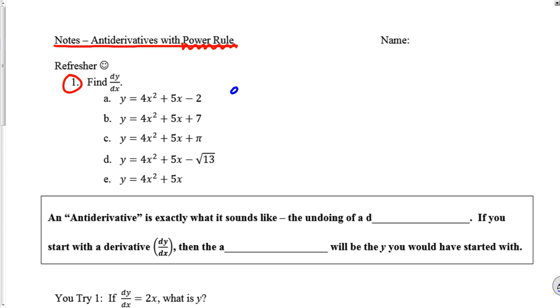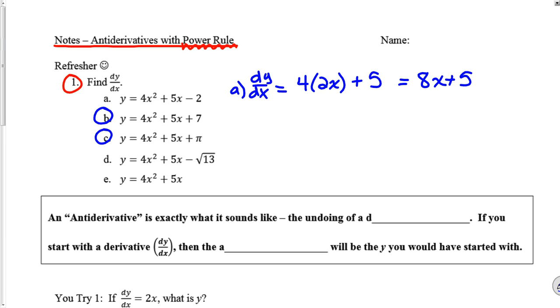So in A, if I find dy dx, I'm going to get 4 times 2x plus 5, and the derivative of negative 2 is 0. And if I simplify that, that gives me 8x plus 5. Can you please pause the video and find the derivatives of the remaining 4 functions? Please pause the video here.